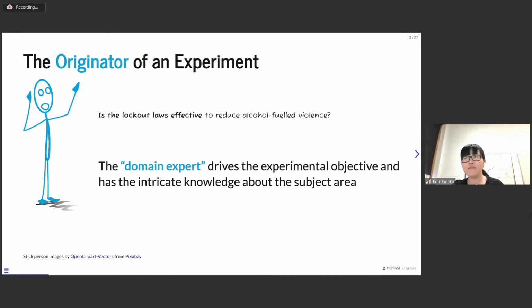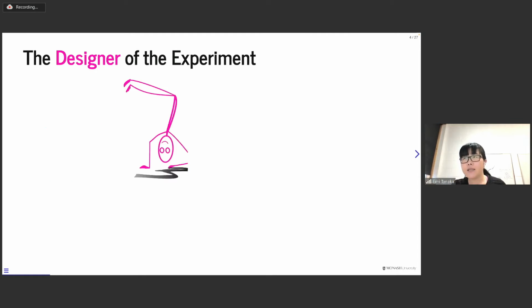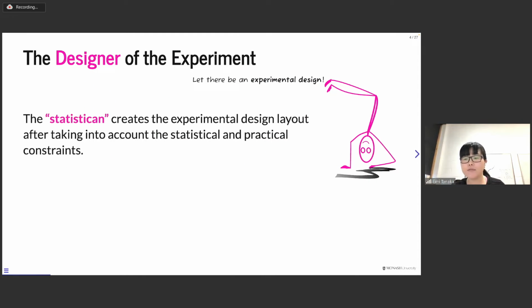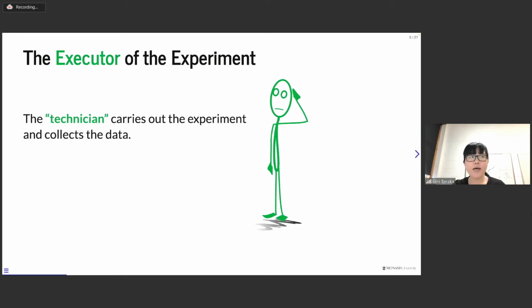Well, in general, you have this originator of this experiment, who is what we call the domain expert, who drives the experimental objective and has intricate knowledge about the subject area. Then followed by, we have the so-called designer of the experiment, which will be typically an individual that's labeled perhaps as a statistician. And the statistician will take into account the statistical and practical constraints in order to generate the experimental design layout. Followed by, we have the so-called executor of the experiment.